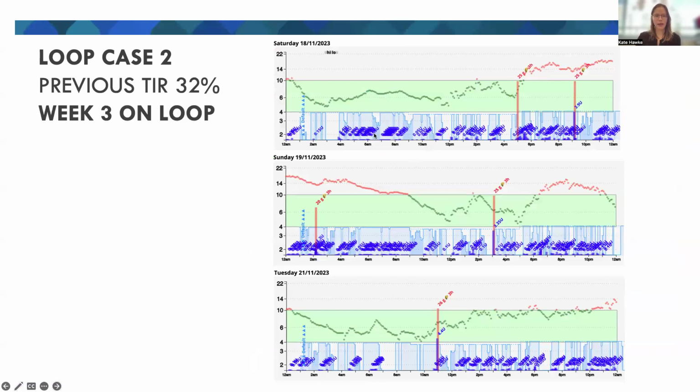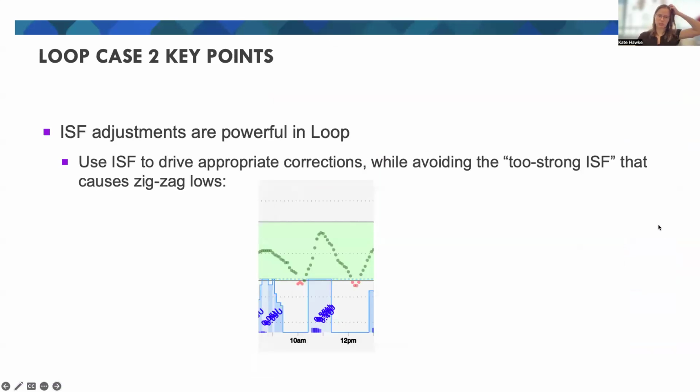So you can see that where these corrections are performing, these every 5-minute Loop cycle corrections, they're not actually pulling down into a low. So the weaker ISF resulted in that. This is just a zoomed in view on what we tend to see when the ISF is too strong. So we do need to avoid a too strong ISF that causes this zigzag pattern.